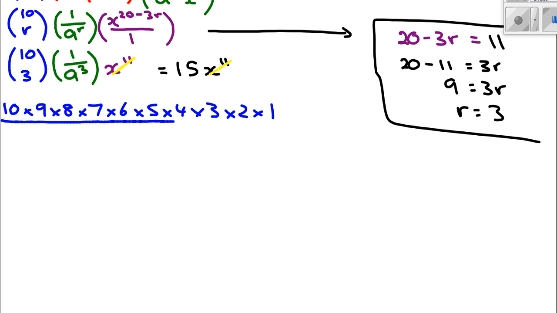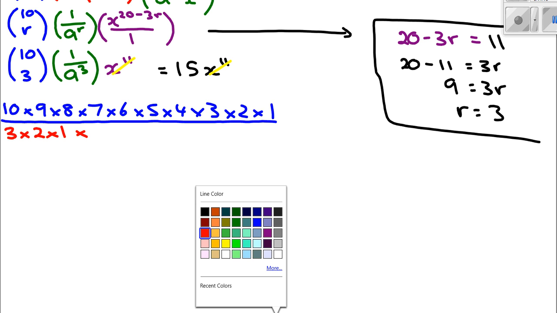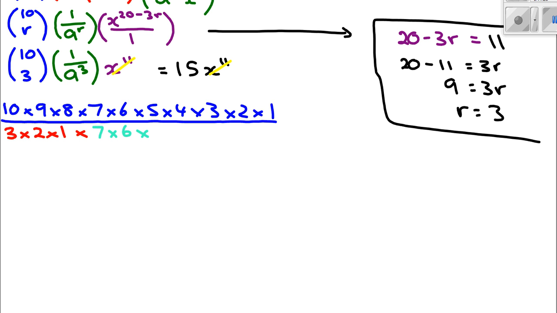Now what do I start to work out on the bottom? Yeah, this one, it's like 3 factorial. 3 times 2 times 1, times n minus r factorial, which will be 7 factorial. 6, yep, good. So 7 times 6 times 5 times 4 times 3 times 2 times 1.